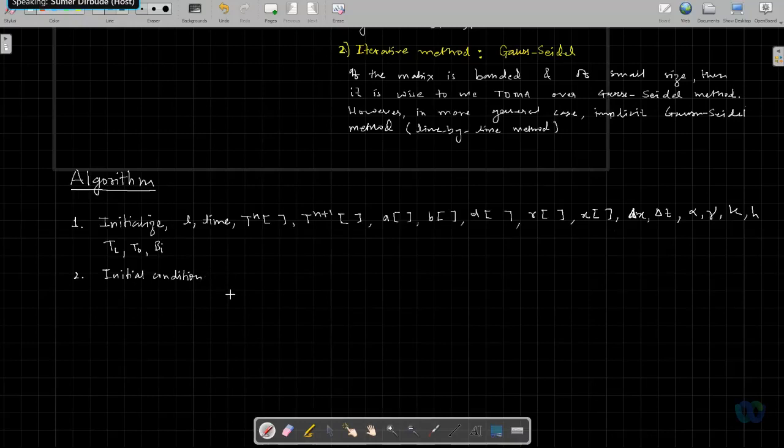Whatever the initial condition is given, for I equals 1 to n, you can give T n I equal to whatever the value, this is the initial value T naught. And then on the right side, the solution, you will have to specify not the solution Ti.